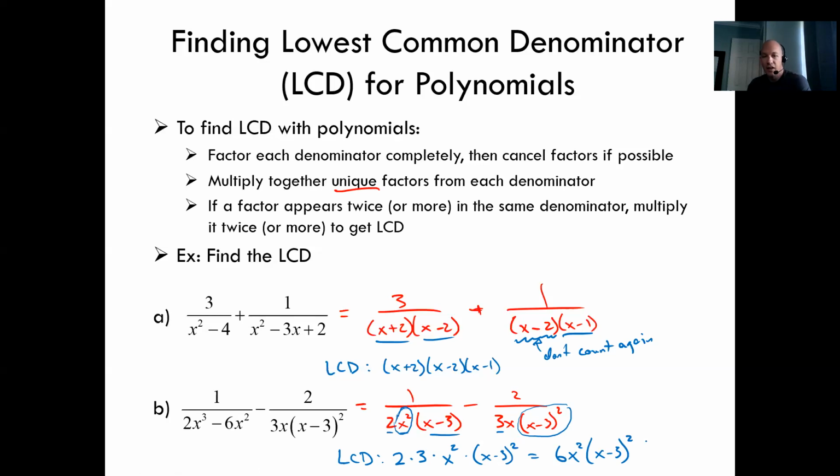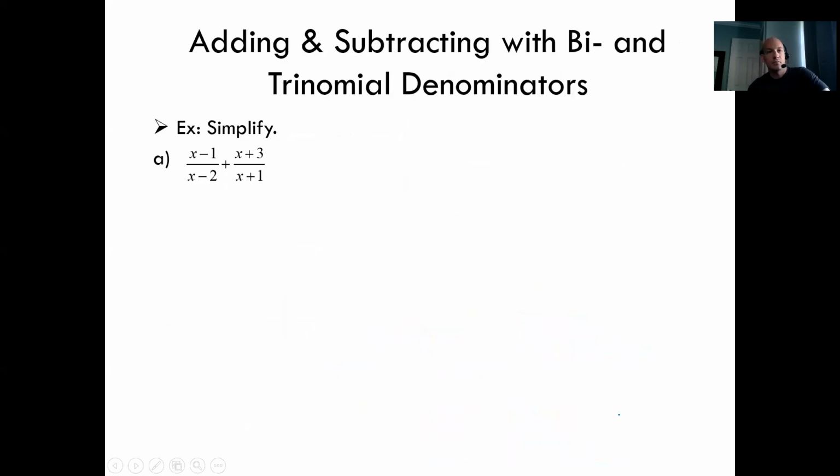Remember, the check is if you wanted to divide your lowest common denominator by either this or this, you should be able to do that. So is it possible to divide 6x squared by 2x squared? Yes, it is. Is it possible to divide 6x squared by 3x? Yes. Same thing. Is it possible to divide x minus 3 squared by x minus 3, or divided by x minus 3 squared? Those are both possible, so this is a good lowest common denominator. Alright, so that is something just to keep in mind as you're going forward looking for lowest common denominators.